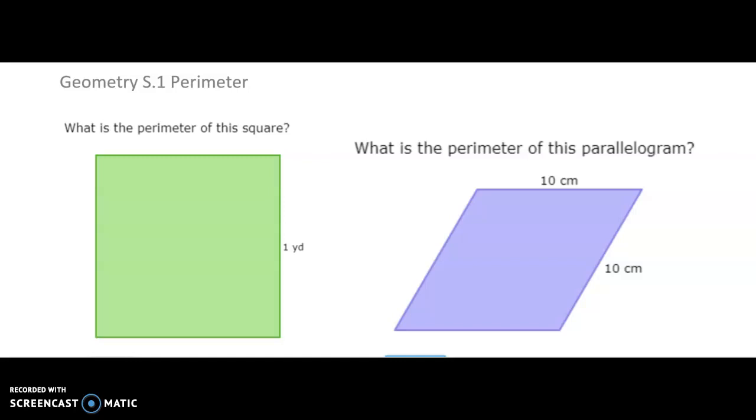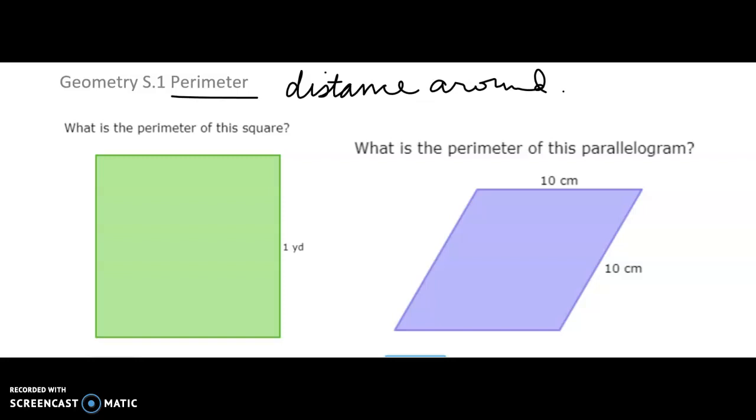Alright, Unit S for geometry. S.1 is perimeter. You have all heard the term perimeter before, but you may or may not have forgotten what it is. The perimeter is the distance around. And to find the distance around, you add all of the sides up.